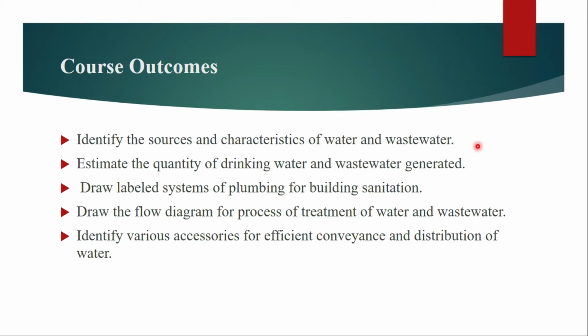The second course outcome is estimate the quantity of drinking water and wastewater generated. From this course outcome, we need to find out the population of the city, and then according to the future population, we design to estimate the quantity of drinking water required and the wastewater generated from our uses.